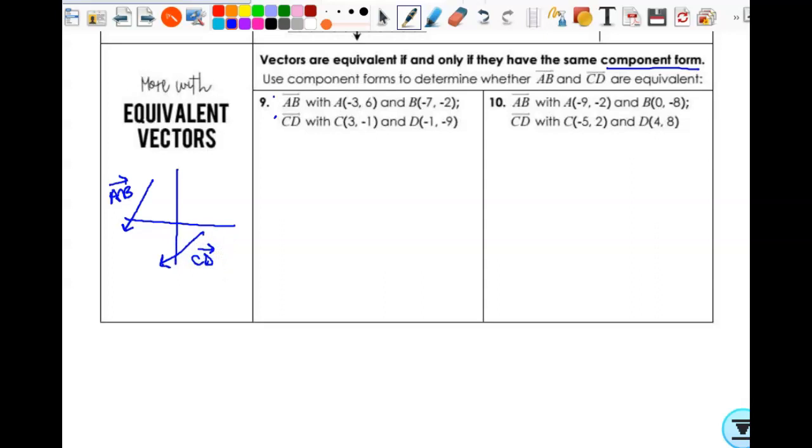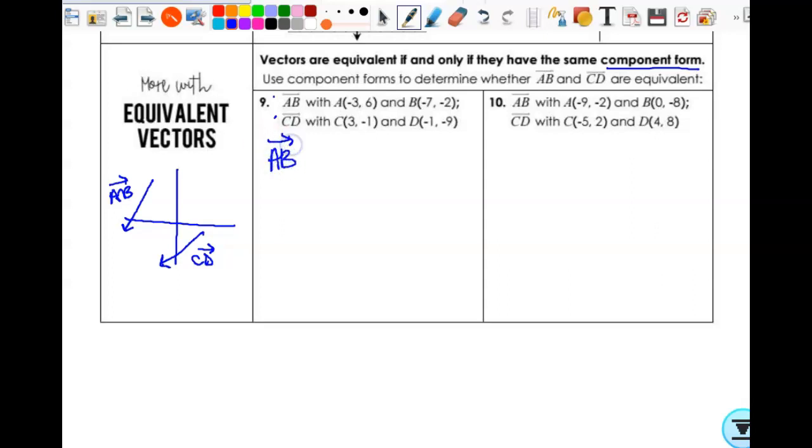I know that I am not accurate at all, but I have a chance of these actually being equivalent, right? But I wanted you to see that their location doesn't matter. They could have the same component form, even if they're in different locations. When you look at it, you don't necessarily know that. So let's actually do this the way that we're really supposed to do it.